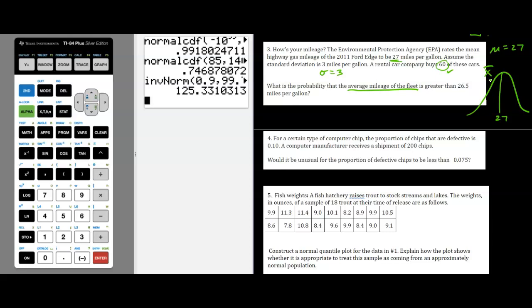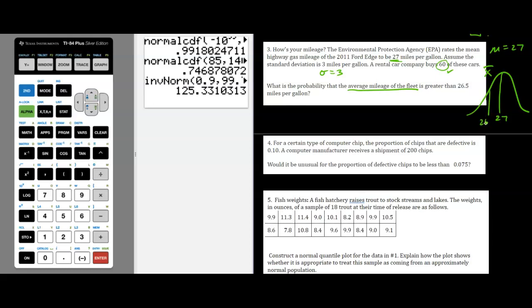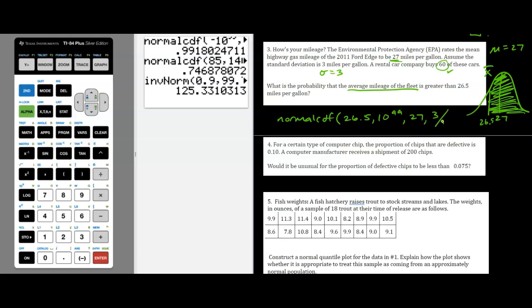So let's set this up. It says, what's the probability the average mileage of the fleet is greater than 26.5? Well, 26.5 would be on this side. So let's label that 26.5. So I'm shading this area underneath that distribution of sample means. This would be another normal CDF, and our lower bound is 26.5. The upper bound is 10 to the 99th. Our mean is 27, and the standard deviation is not 3. It's 3 divided by the square root of our sample size.